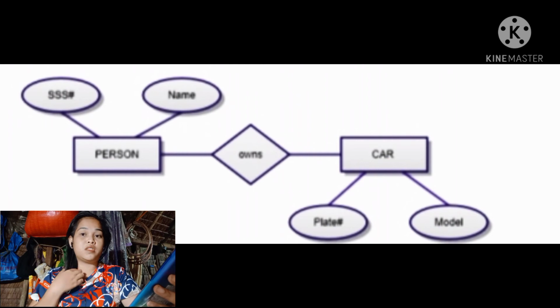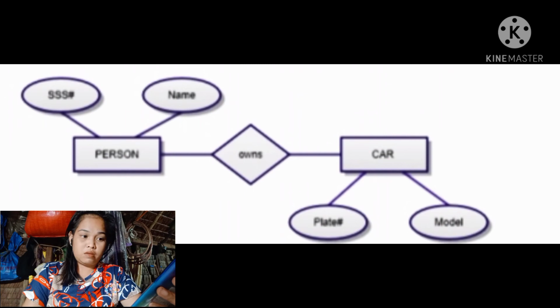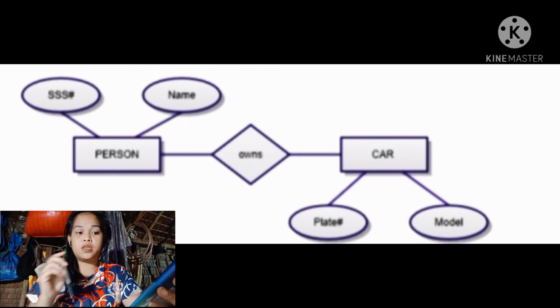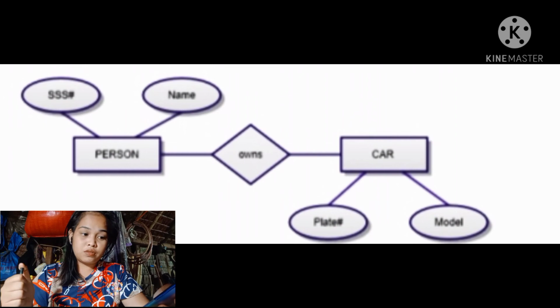The entity types, person and car, are shown in rectangular boxes. The relationship owns is shown in a diamond shaped box attached to the participating entity types by straight lines. Attributes are shown in ovals, and each attribute is attached to its entity type by a straight line. Note that each primary key attribute is underlined inside the oval.